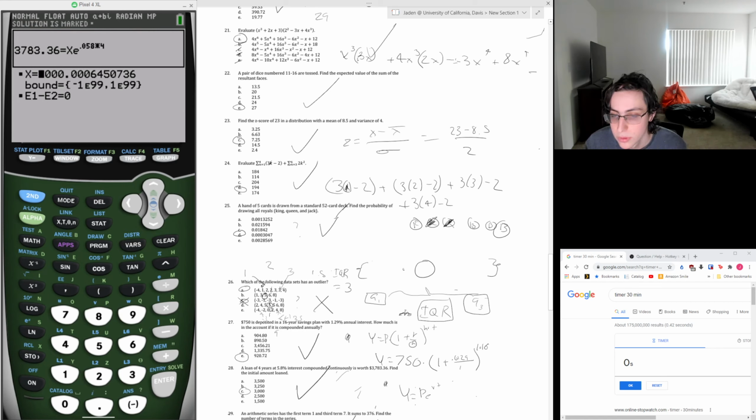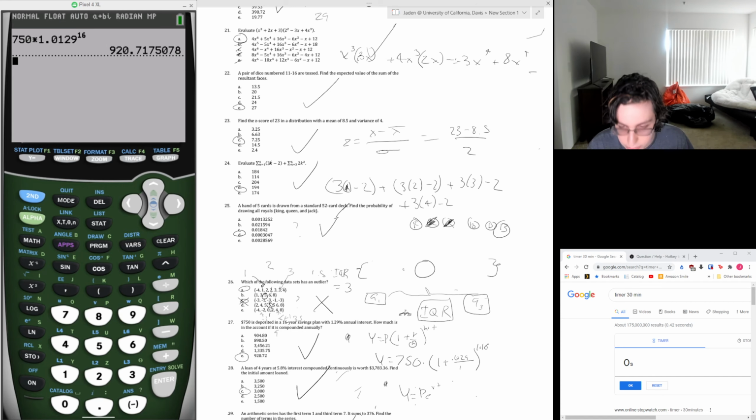Okay. Now, 29. An arithmetic sequence has first term 1 and third term 7. It sums to 376. Find the number of terms in the series. I actually think there's a formula for this, but I don't want to do it. So here's what we're going to do. We're going to set up what this arithmetic sequence looks like. We know that r is going to be 7 minus 1, so r is going to be 3. So it's going to be 3 times n.